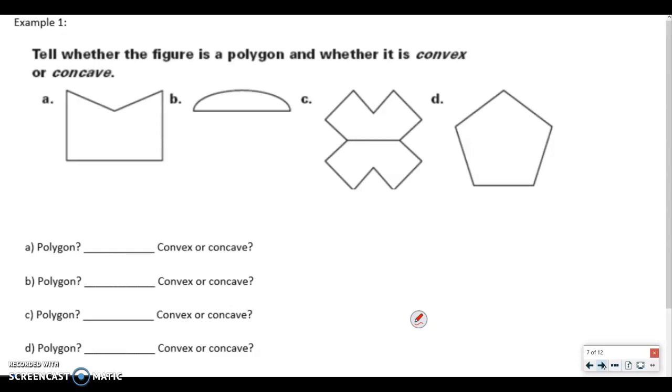Okay, your response should be yes, it is a polygon. It is a closed figure. The number of sides, all sides come to a point, a vertex. Is it convex or concave? Remember what convex means? Remember what concave? Concave is caving in. So our point here that points in means it's concave.